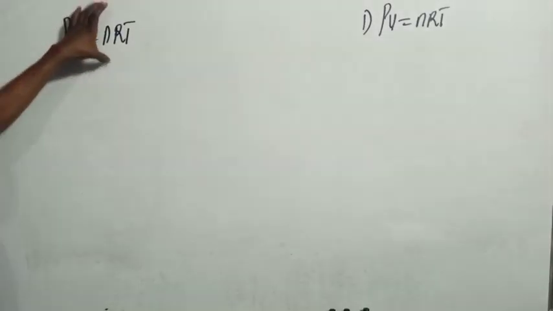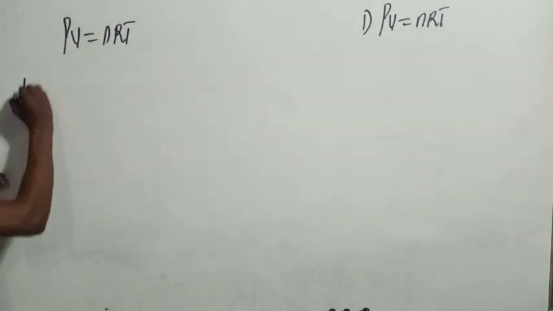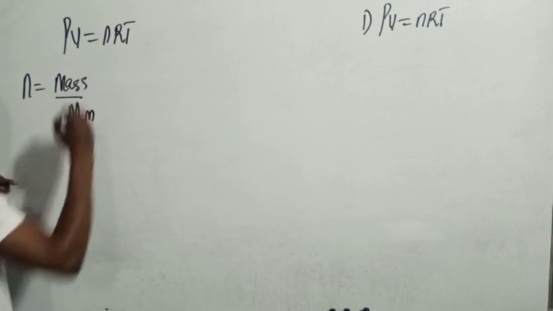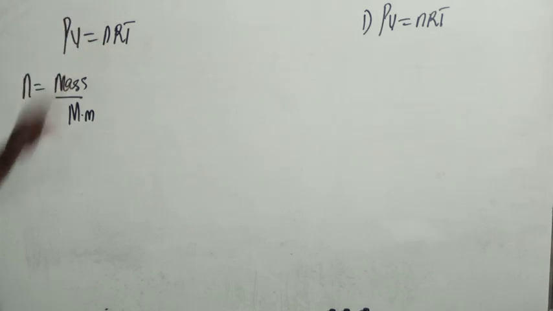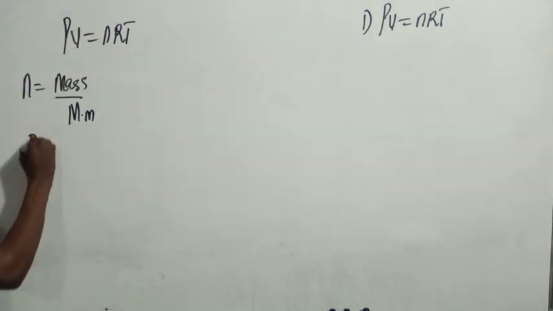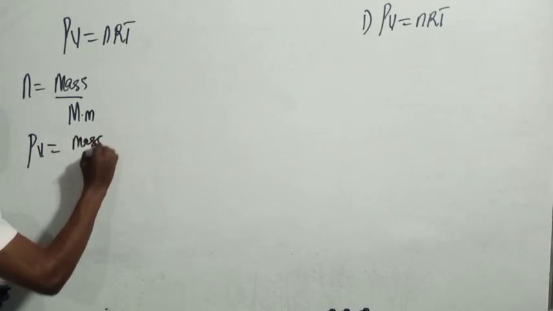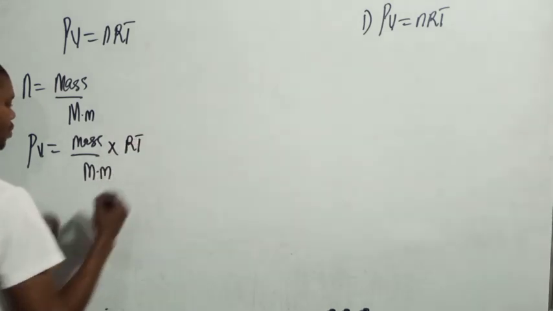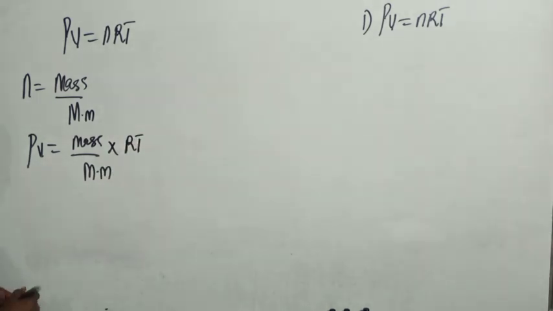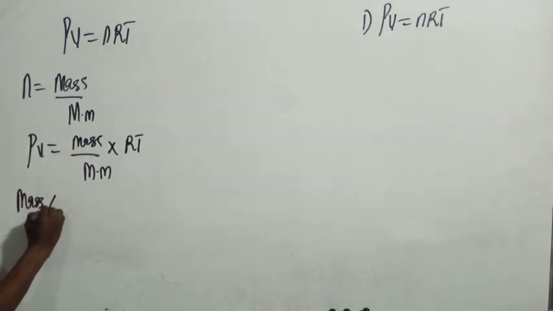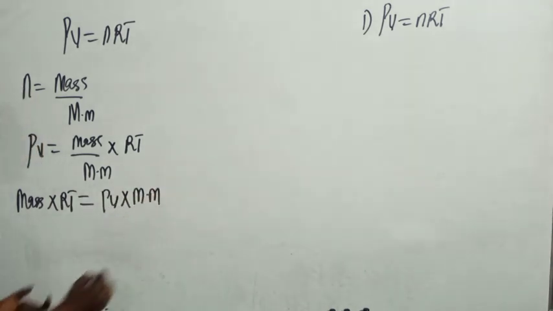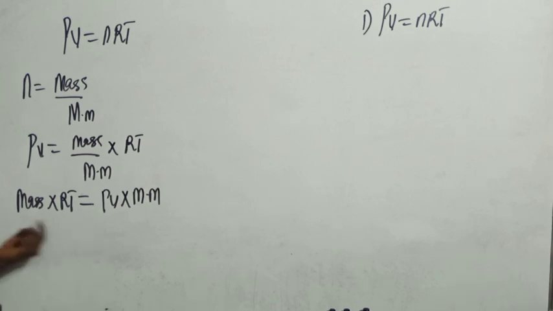So with that, let's break this down. Remember, n is moles, and mole is mass over molar mass of the gas. So in the place of n, I want to replace it here. You have PV equals mass over molar mass times RT. If I cross multiply, I have mass times RT equals PV times molar mass. So there are two things we can do: you can either make mass the subject of the formula or molar mass the subject of the formula.